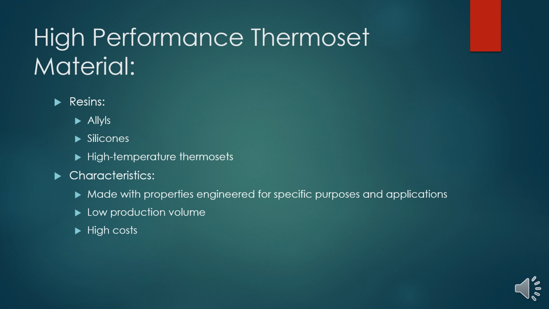High-performance thermoset material includes resins, allyls, silicones, high-temperature thermosets, as well as other resins. And the characteristics of high-performance thermoset materials is that they're made with properties engineered for specific purposes and applications. They have low production volume and high costs. This could be due to the fact of making these high-performance materials. They can be more difficult to make and process with their unique properties.